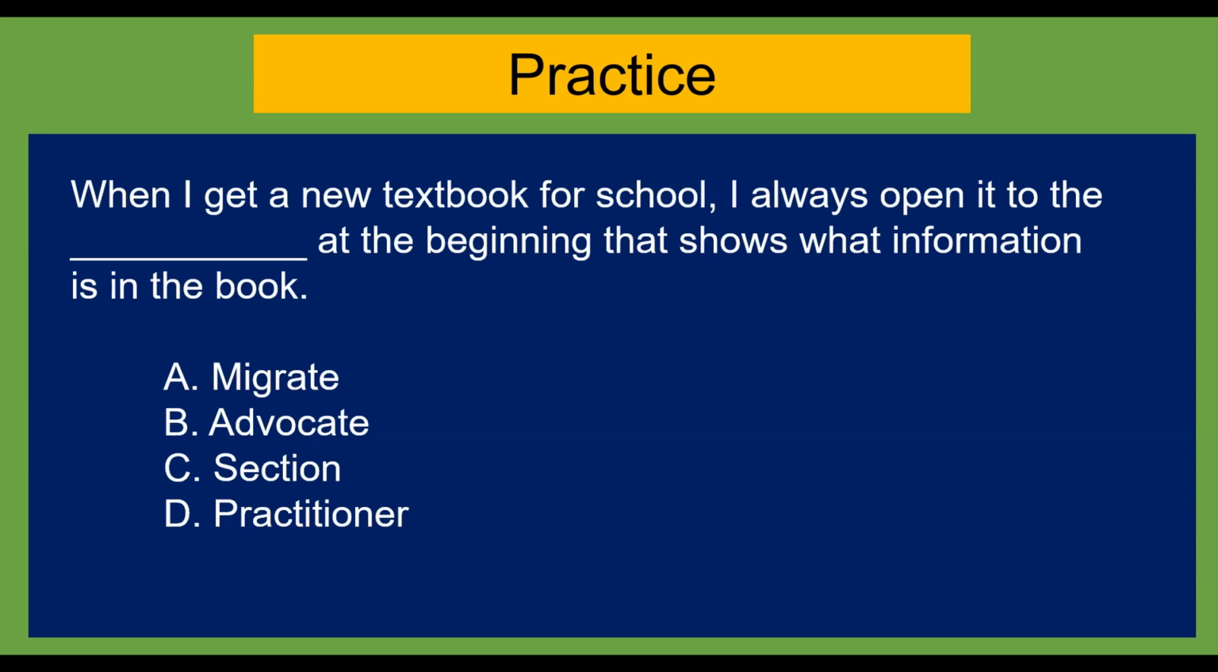When I get a new textbook for school, I always open it to at the beginning that shows what information is in the book. Migrate, advocate, section, practitioner. In this sentence, we need a noun. We have 3 nouns for choices: advocate, section, or practitioner. Remember, a practitioner is a person, so there's not a person at the beginning of a book, but there is, letter C, a section. That's the correct answer.